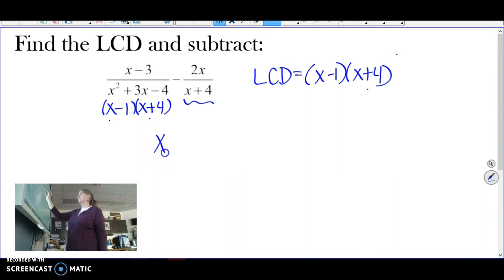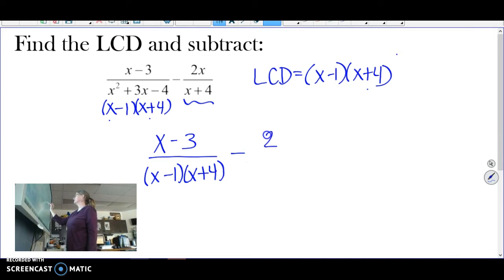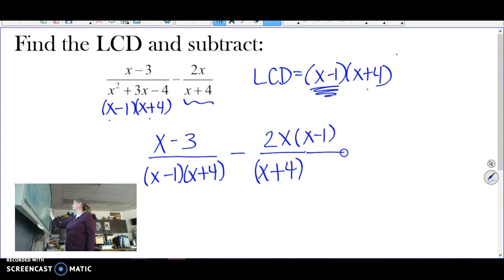The left side is x minus 3 over x minus 1 times x plus 4. The denominator is good because that is the least common denominator. But if you look on the right side, I have x plus 4 in my denominator, but I'm missing this piece right here. So therefore, I have to multiply the top and the bottom by x minus 1 over x minus 1, which is really multiplying by 1 because they simplify to 1.